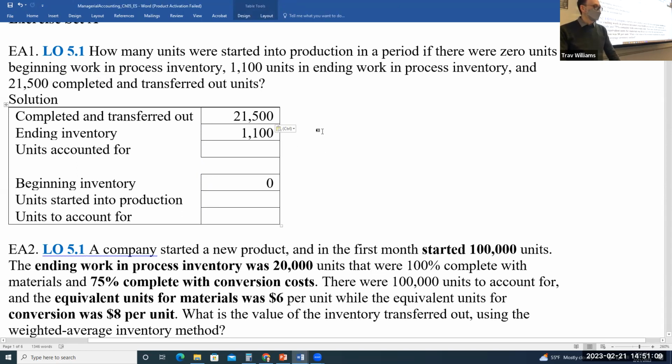Okay. So how do we solve the rest of this? We can add them together. That would be 22,600 units to account for, correct? Which is the same as units to account for down here. So how many units must have been started into production? It must be 22,600, right? Because they had nothing at the beginning of the period, so they must have started them all during the period.